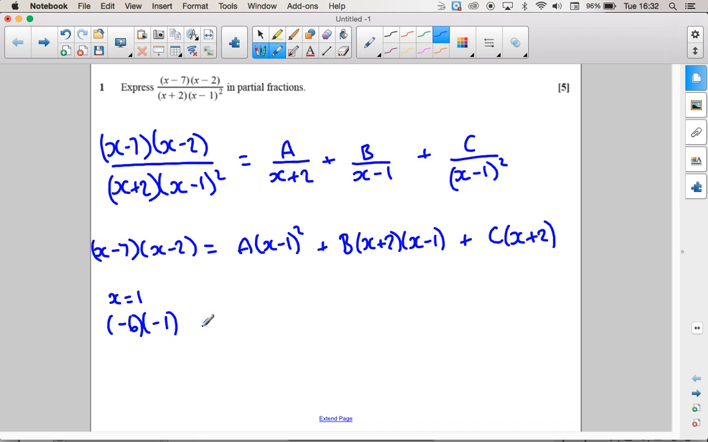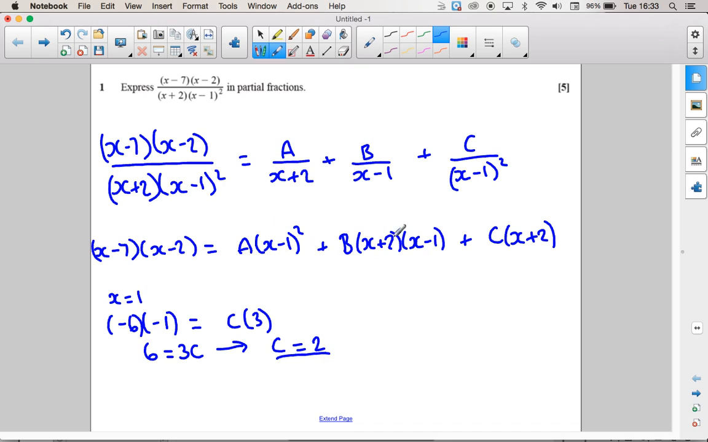So if I substitute x equals 1 into the left hand side, I'm going to have minus 6 times minus 1, and that's going to need to equal nothing here either because there's an x minus 1 term, but we'll have C times by 1 plus 2, which is 3. So here we've got that 6 equals 3C, so C must be worth 2.